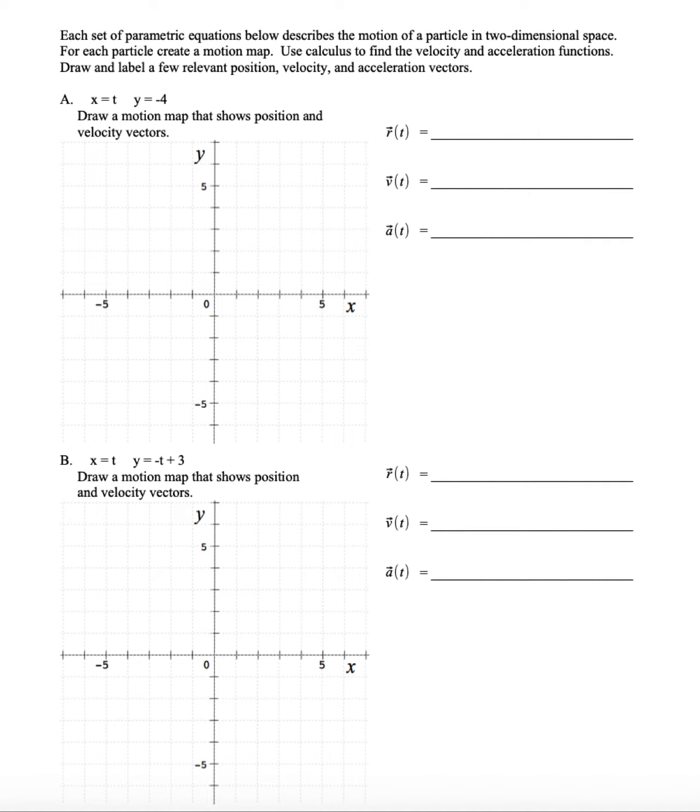Each set of parametric equations below describes the motion of a particle in two-dimensional space. For each particle, we'll create a motion map. Then we'll use calculus to find the velocity and acceleration functions. Let's draw and label a few relevant position, velocity, and acceleration vectors.